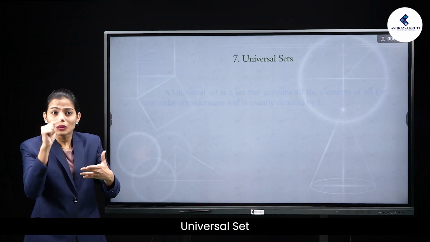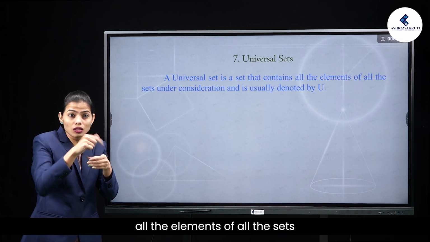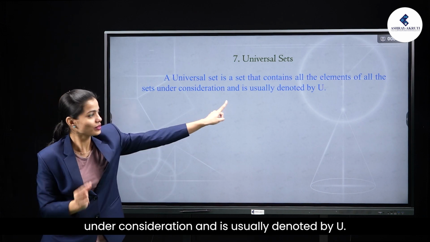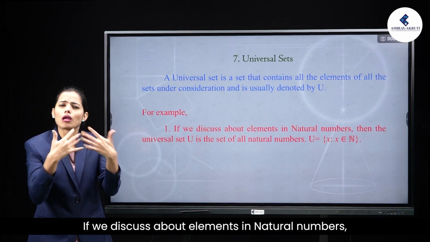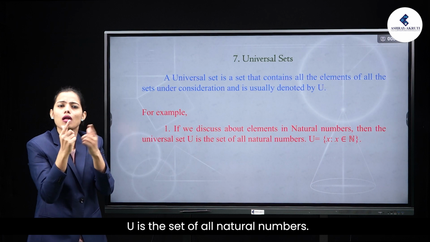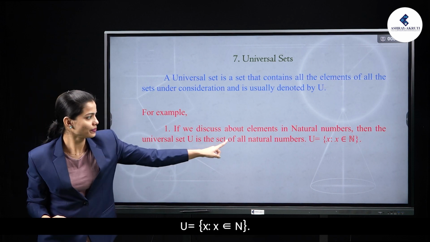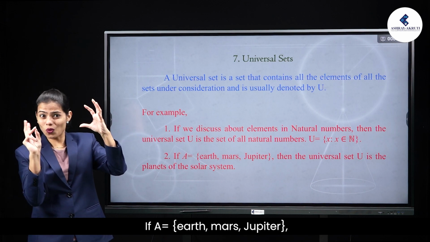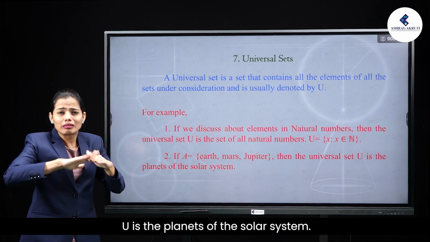Universal set. A universal set is a set which contains all the elements of all the sets under consideration and is usually denoted by U. For example, if we discuss elements in natural numbers, then the universal set U is the set of all natural numbers, U = {x : x belongs to N}. If A = {Earth, Mars, Jupiter}, then the universal set U is the planets of the solar system.